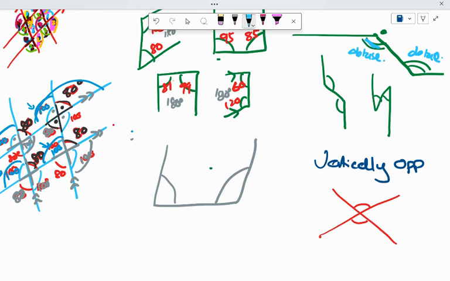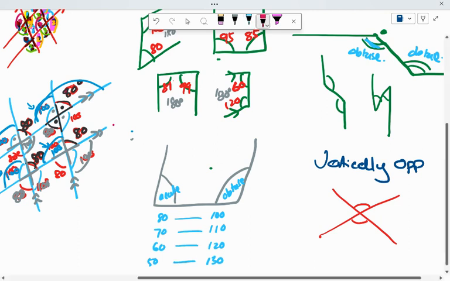So that means this angle could be 80, this one would be 100. Why did I choose this one to be 100? Because this one is obtuse and this one is acute. I could change this out. I could make this 70, then this becomes 110. I could make this 60, this will become 120. If I make this 50, this will become 130. No matter what, you can see that these two always add up to 180 degrees.